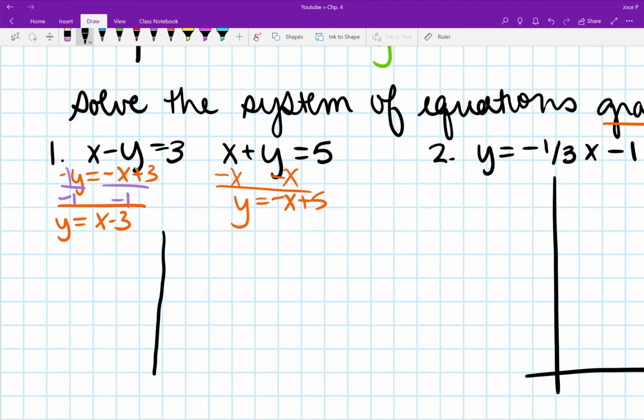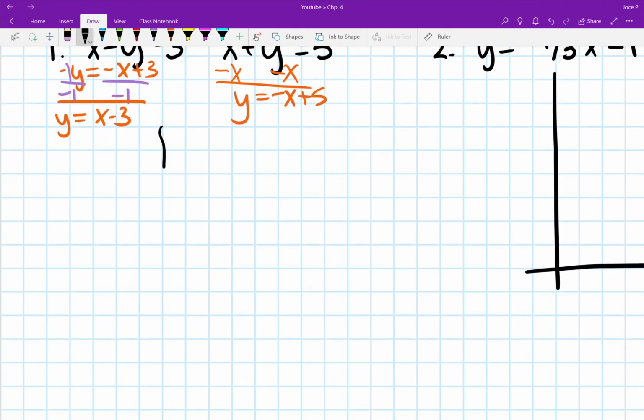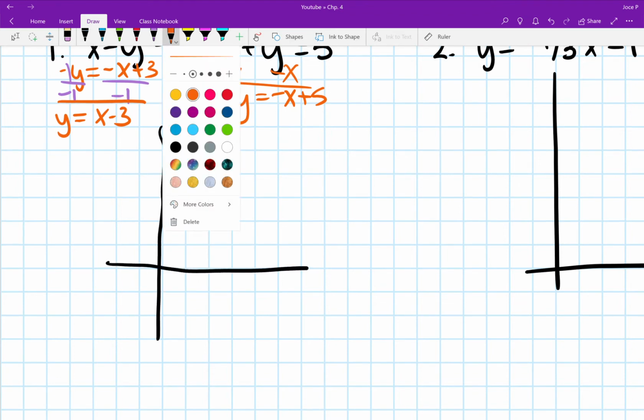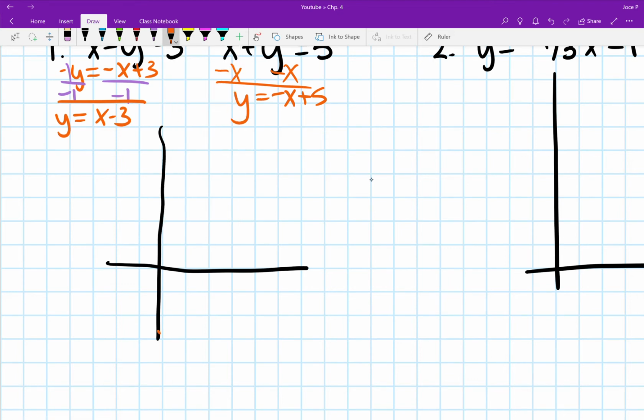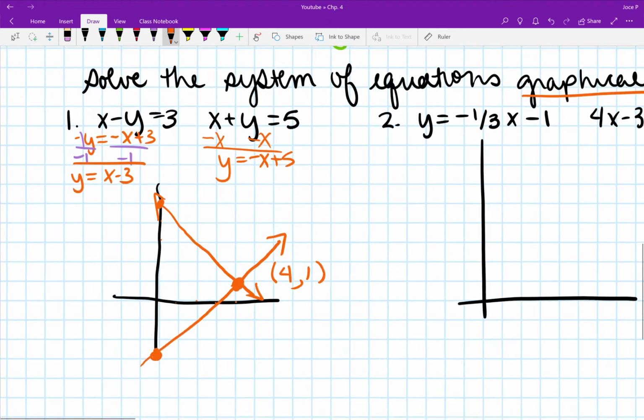Draw an axis. Then we're going to plot our points. So, minus 3 over here. Then we're going to go up 1, over 1, up 1, over 1, all the way through. Then over here at 5, going down 1, over 1, down 1, over 1, all the way through. And from here, we can see that our solution is right here at the point 4, 1. This is our solution.